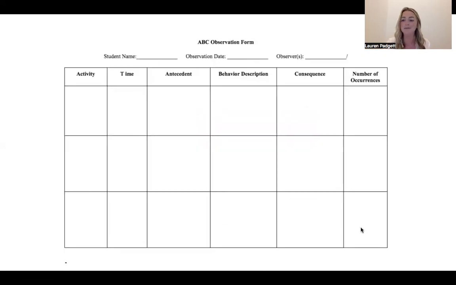And here we have the ABC observation form. For the ABC observation form, we have the activity, the time, the antecedent, the behavior description, the consequence, and the number of occurrences for a behavior that might be more frequent.